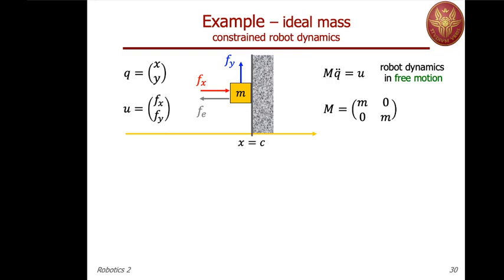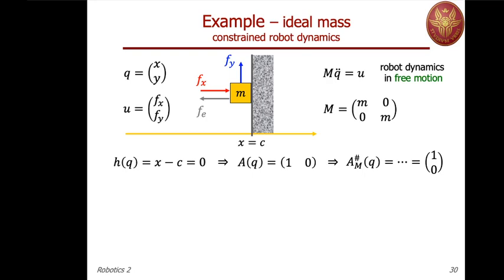So, using the notation of the previous slide for this case, the generalized coordinates for this mass m are x and y. The input commands are f of x and f of y. The model of the system is very simple. In free motion, it's just the inertia matrix capital M q double dot equal u, where the inertia matrix is a diagonal matrix with the mass m on the diagonal. This is as long as we are in free motion. Now that we are in contact and initially we satisfy the constraint, how is this equation being modified?